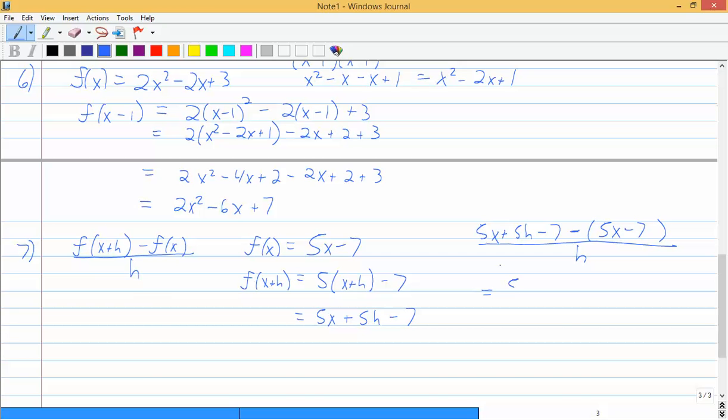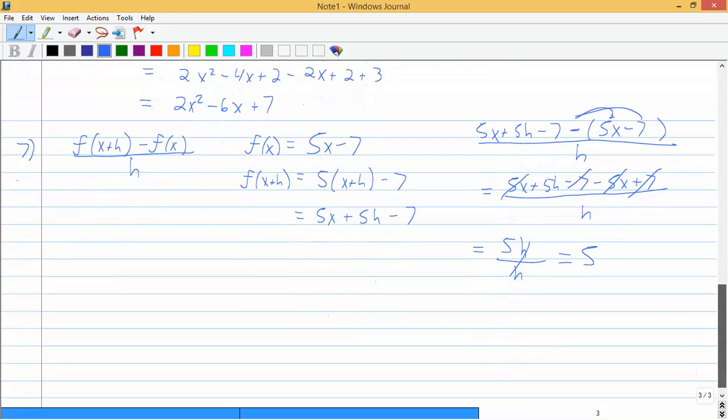Alright. So I have 5x plus 5h minus 7. Distribute this negative, so I have minus 5x plus 7 all over h. Now some terms should cancel out: 5x, negative 5x, negative 7, positive 7. So 5h over h is equal to 5. That means that the average rate of change of that function is 5.